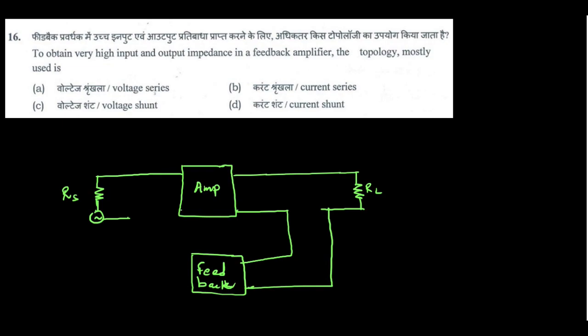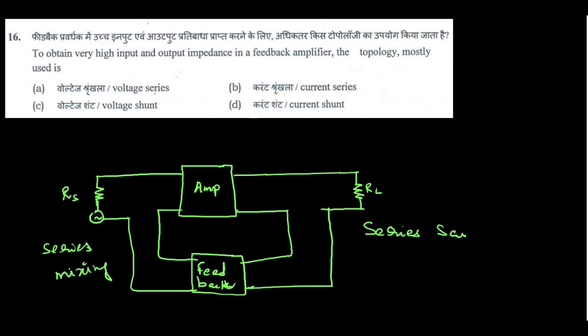So how is it? It is like this. It is not shunt, it is series mixing. Series mixing and series sampling. Now we will see the options. To obtain very high input impedance and output impedance in a feedback amplifier, the output has to be current and it should be mixed in series. So the answer is option B, current series.